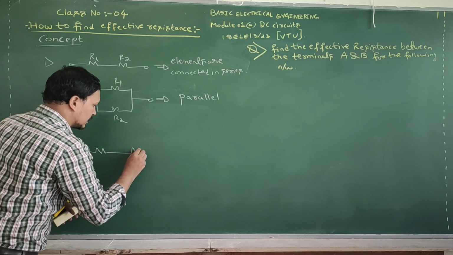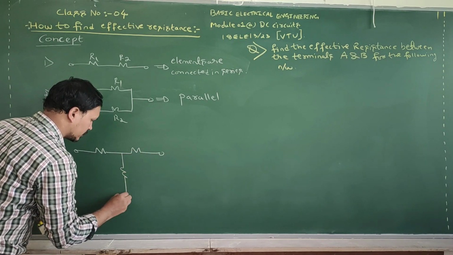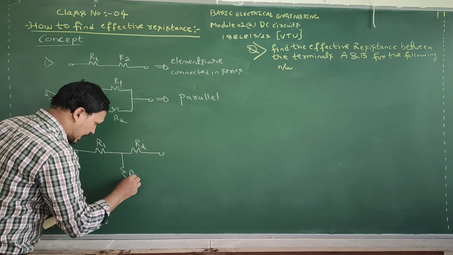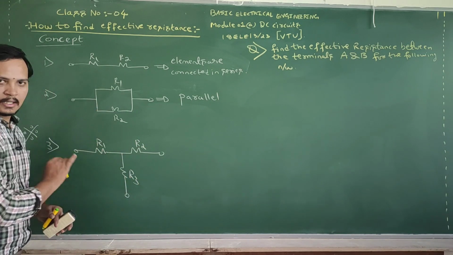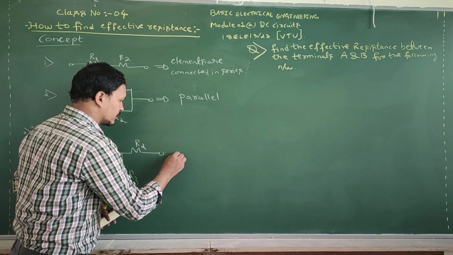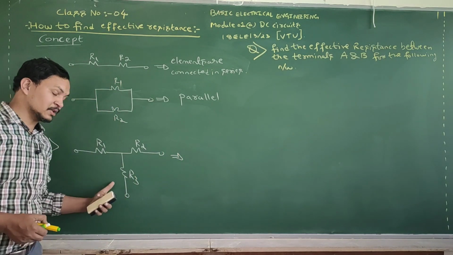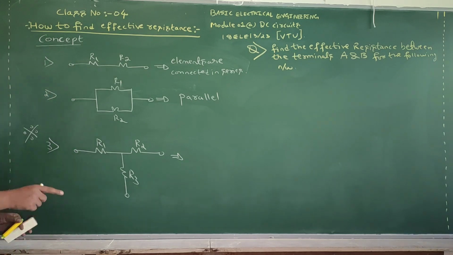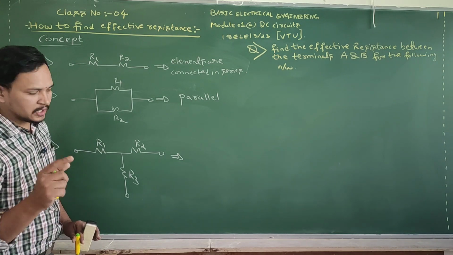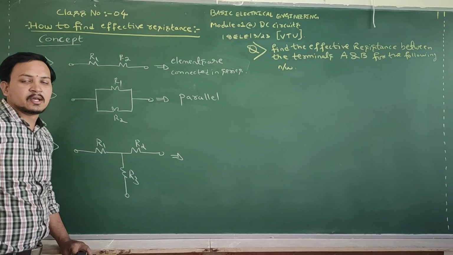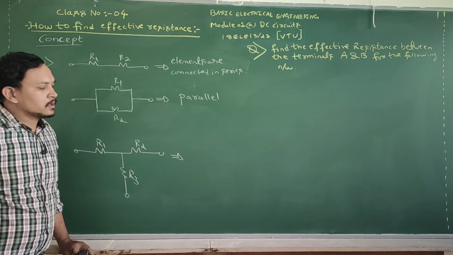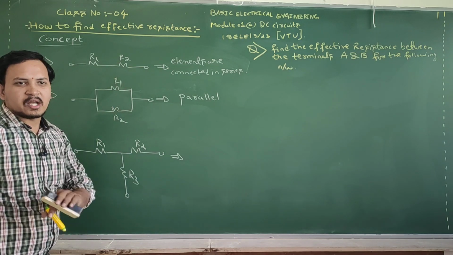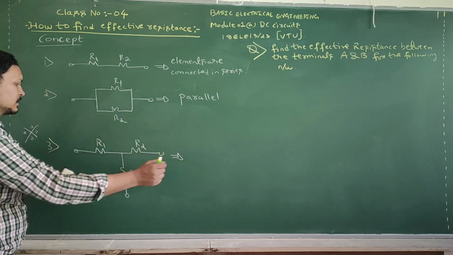So, I am writing a T network. These are the resistors R1, R2 and R3, all connected like this. Now, can you say whether it is a series circuit or parallel circuit? In this network, if you identify which elements are in series and which elements are in parallel, then you can easily solve problems on DC circuit. It becomes very easy. Okay, let's see.